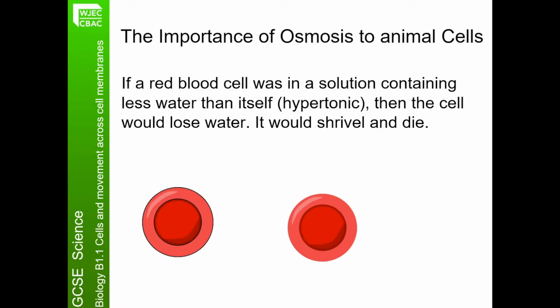So this is lesson 8 about osmosis in animal cells. Last lesson was about the importance of osmosis in plant cells. So this is all about osmosis in animal cells. Red blood cells are one of the cells that do not have a nucleus.